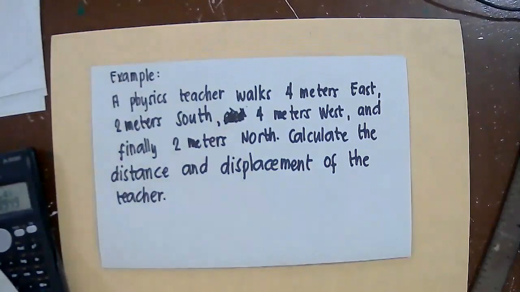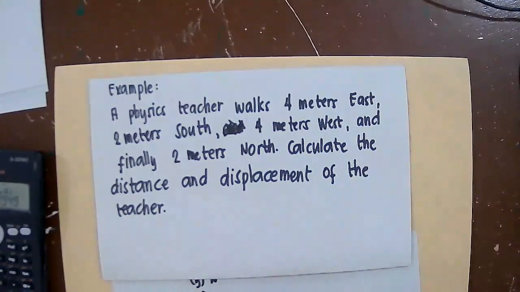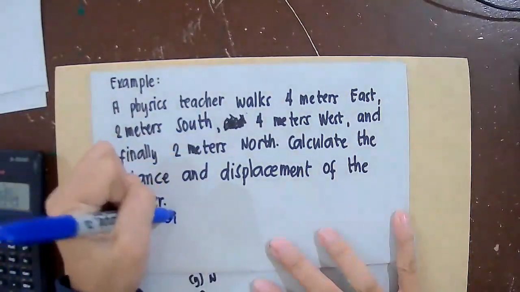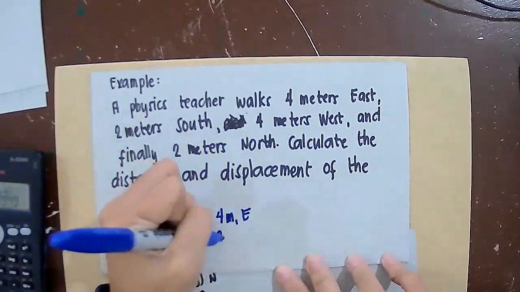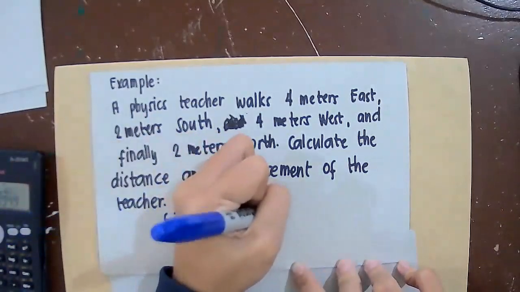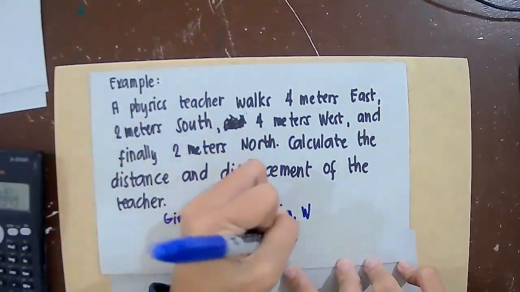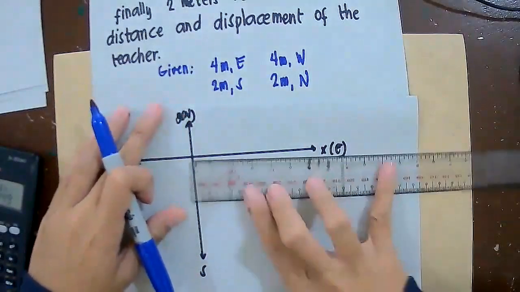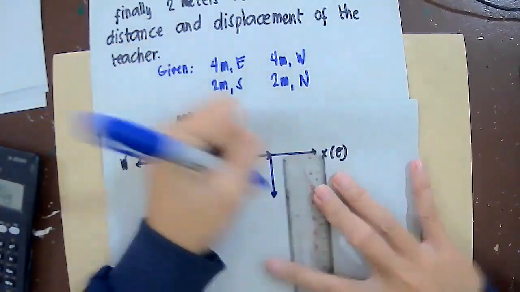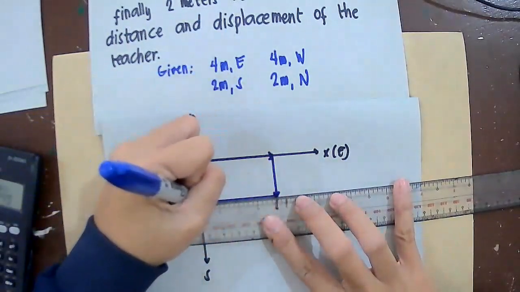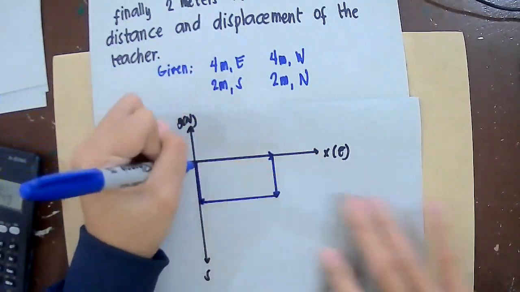So the next example is, a physics teacher walks 4 meters east, 2 meters south, 4 meters west, and finally 2 meters north. Calculate the distance and displacement of the teacher. Okay, so let's start with the given. So the first one, you have 4 meters east, 2 meters south, 4 meters west, and then 2 meters north. We will have your 4 meters east, 2 meters south, 4 meters west, and then 2 meters north.